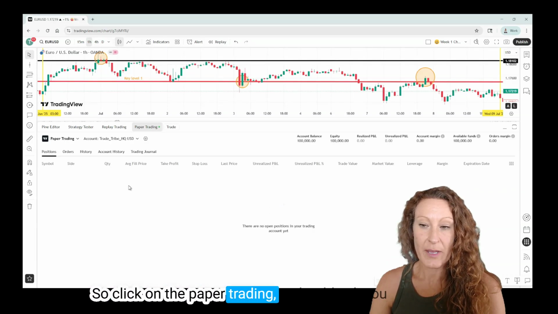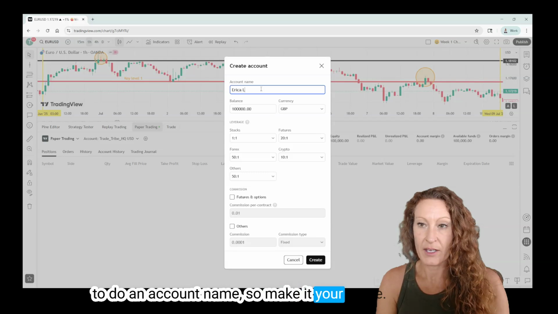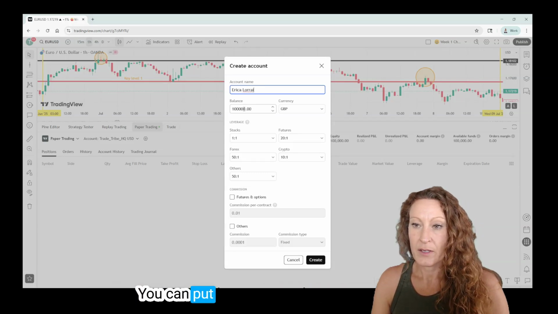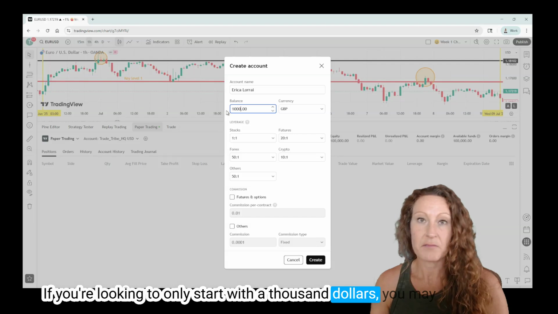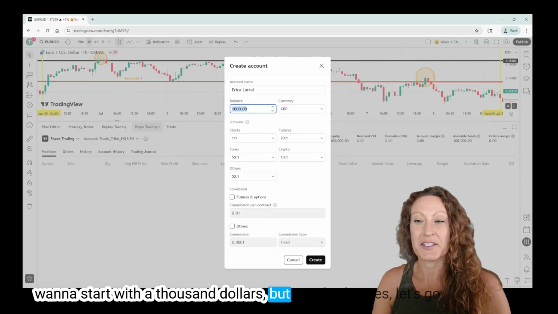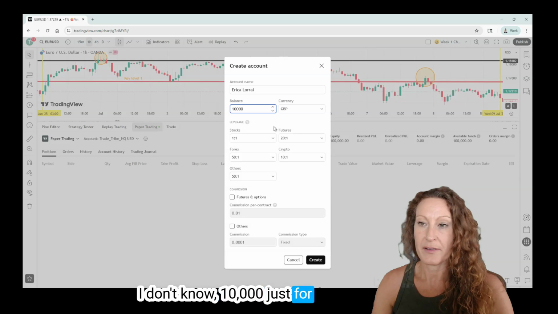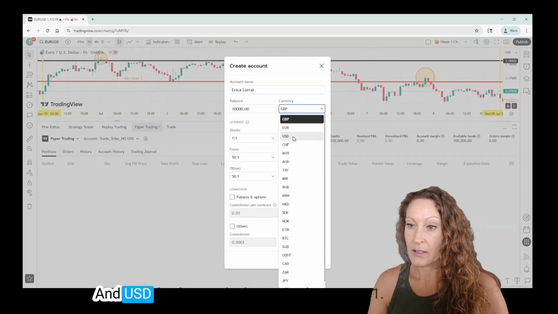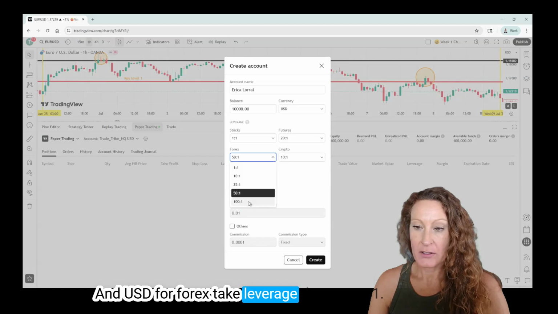So click on the paper trading. It should ask you to do an account name. So make it your name. You can put however much in it. If you're looking to only start with $1,000, you may want to start with $1,000. But just for funsies, let's go, I don't know, 10,000, just for fun. And USD. For Forex, take leverage down to 101.